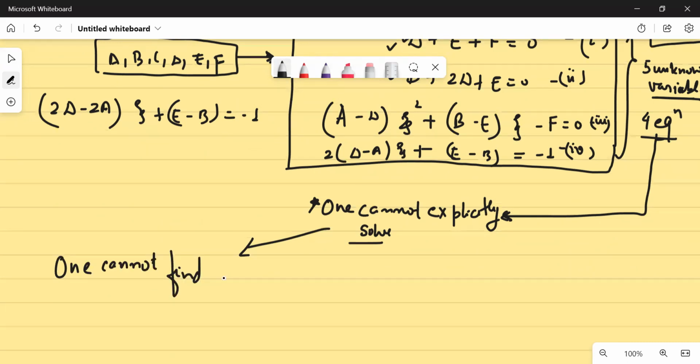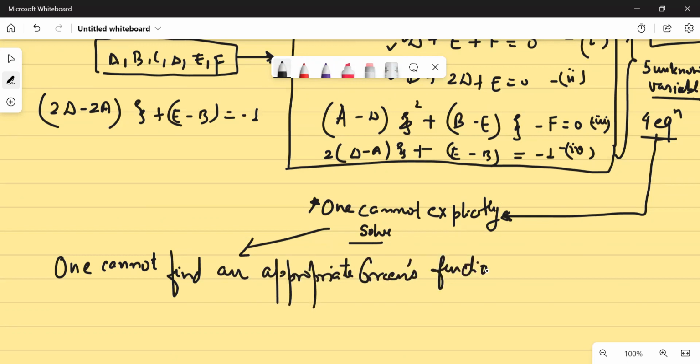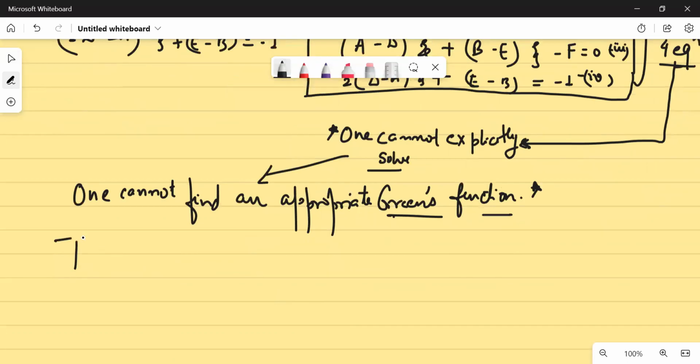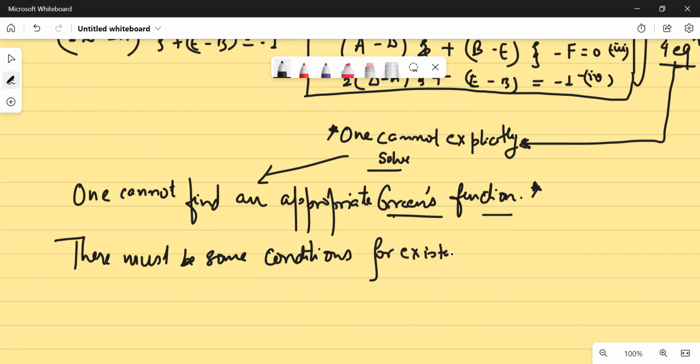One cannot find an appropriate Green's function. Is that clear to you? So what happens is there must be some conditions regarding the existence of Green's function. So there must be some conditions for existence of Green's function. Is that clear to you?